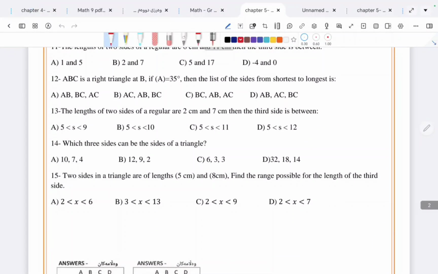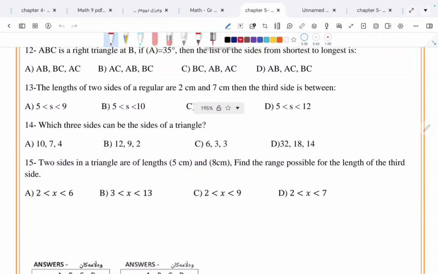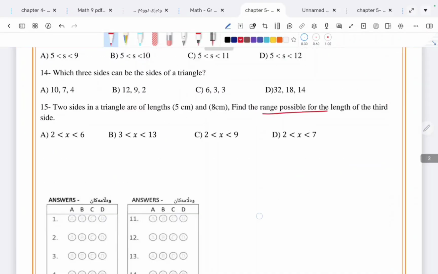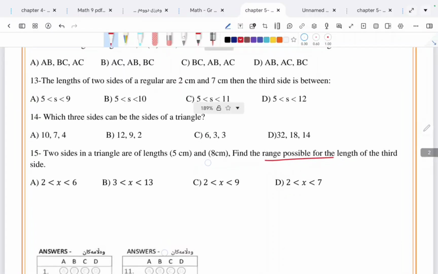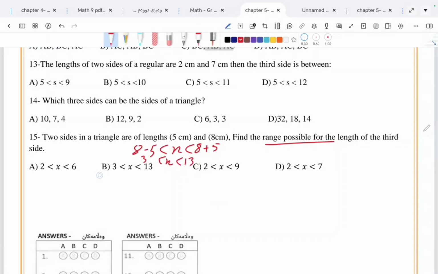And let's solve some national questions about this topic. Question 15, they ask for what? Two sides in a triangle are length 5 centimeter and 8 centimeter. Find the possible range of the third side. It's case 3. Subtract them on this side, and on the other side, I'm gonna add them. Okay? 8 minus 5 equals 3. 8 plus 5 equals 13.